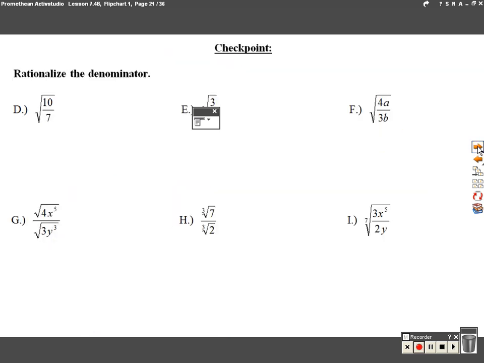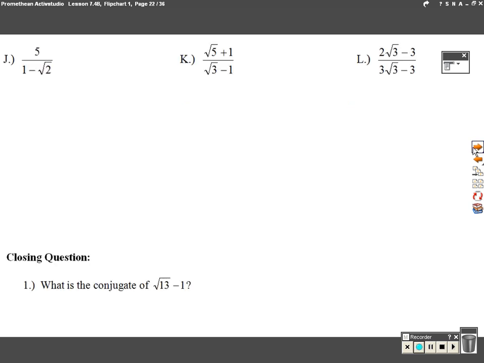Okay, let's take a look at these checkpoints. You have 9 of them here: D, E, F, G, H, I, J, K, L, and the closing question. So why don't you go ahead, take a few minutes, and see what you can do with the remaining 10 problems.